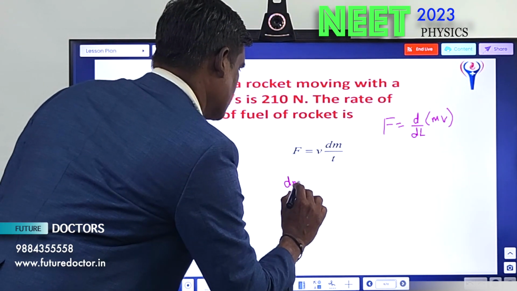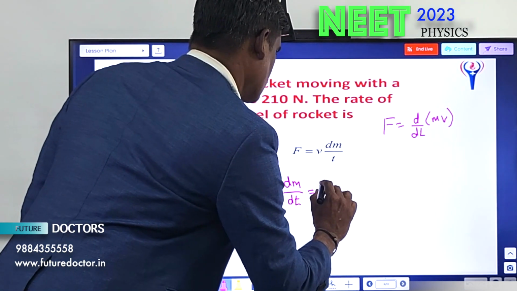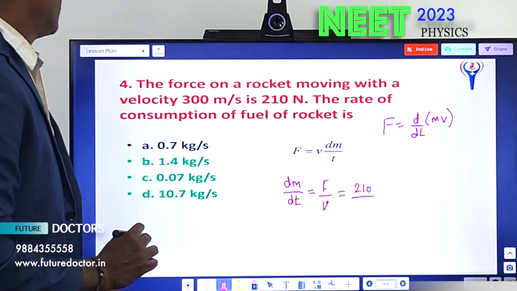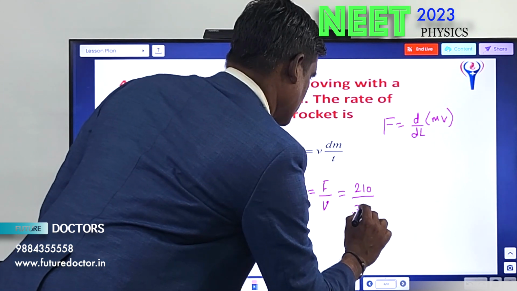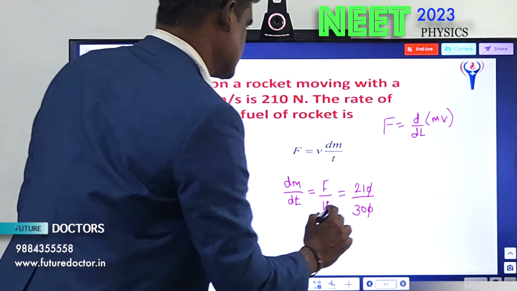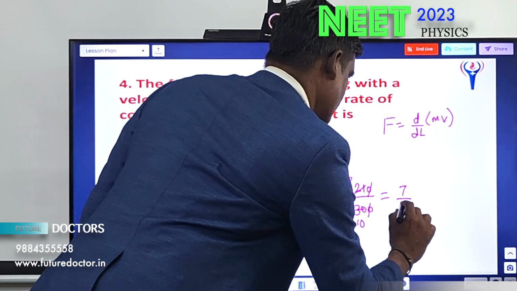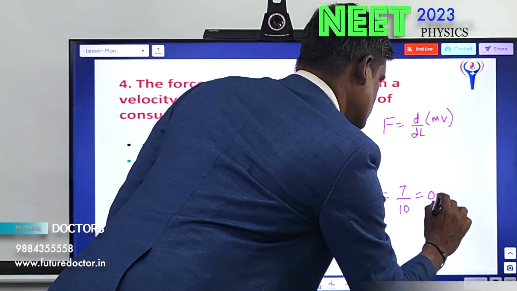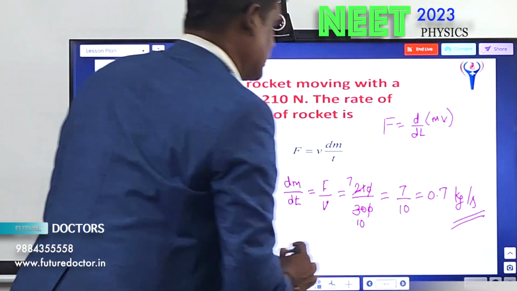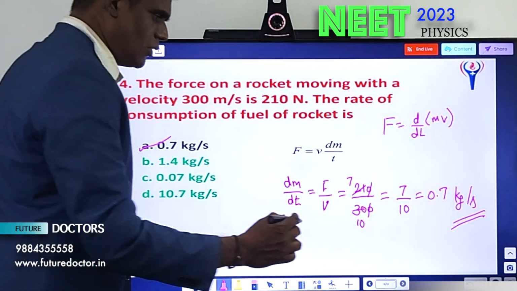That is dm by dt equal to, what's the formula? F by V. What's the value of F? 210 Newton. Value of V? V is 300 meter per second. This 0 getting cancelled. Then 21 by 30. That is 3 7s are 21 and 3 10s are 30. 7 by 10, that is equal to 0.7 unit kilogram by second. That is rate of consumption. Change in mass with respect to time. Option A. Let's move to fifth question.